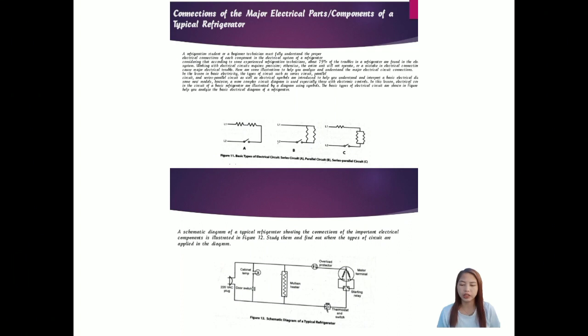And circuit 3 resembles a series-parallel circuit, since the motor windings and the starting relay are connected in parallel with one another, but the overload protector and thermostat switch are connected in series with the motor windings and relay. As shown in figure 13, the main switch of the refrigerator is the thermostat. When the thermostat switch is turned on, the motor compressor is activated and the refrigerator is in operation.